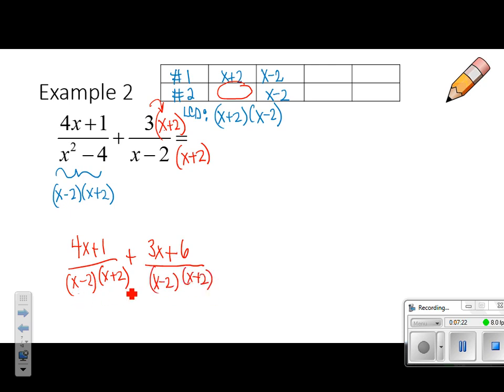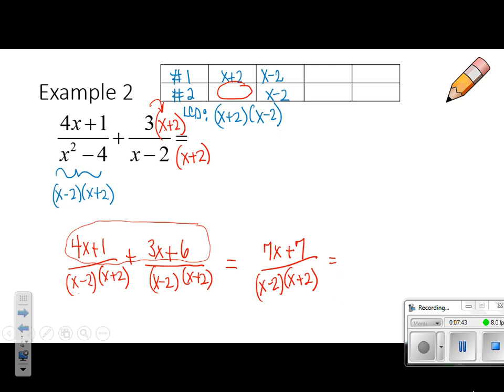The bottoms look identical, so I can add the numerators. And when I add the numerators, I add anything that's in common. So 3x and 4x makes 7x. And 1 plus 6 makes 7. And then I leave the bottom, x minus 2, x plus 2. And what I would do to try to simplify this is I would try to make sure that I don't have anything else that can be factored so that I can cancel.